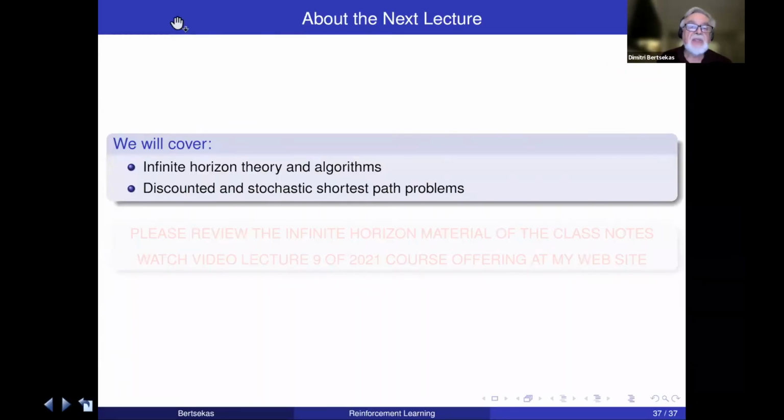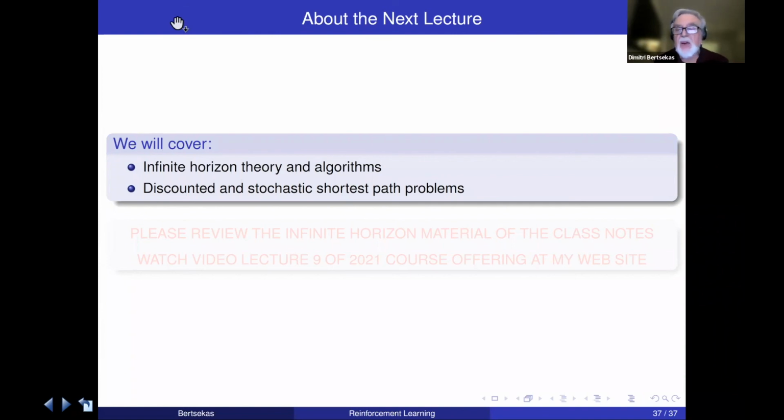Okay, the last slide is about the next lecture. We are going to cover infinite horizon theory and algorithms. We're going to revisit discounted and stochastic shortest path problems in greater detail. We're going to discuss some of the theoretical and algorithmic convergence issues of methods such as policy iteration. Our objective is to go into training issues in the context of infinite horizon. Because if you want to implement approximate policy iteration for infinite horizon problems, you need to do offline training.